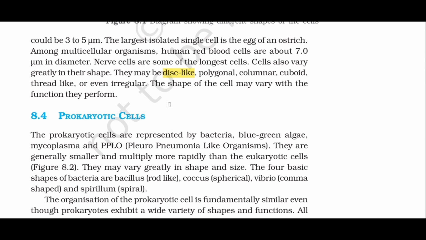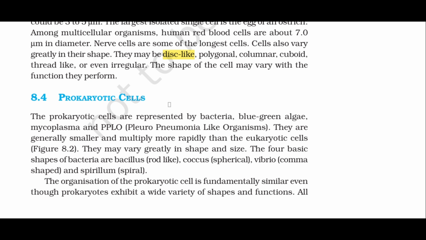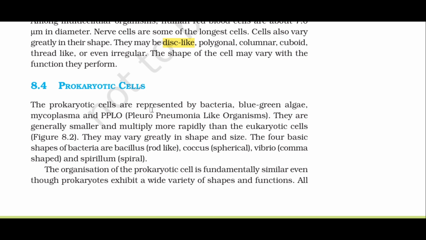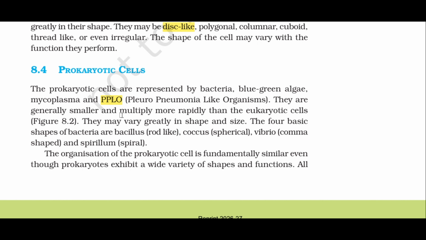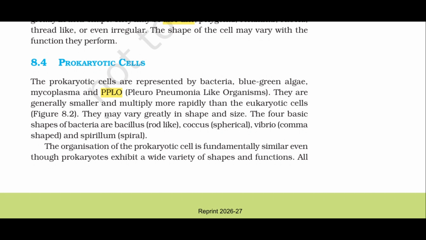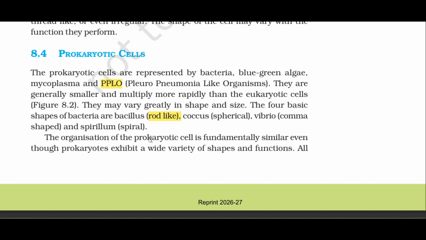8.4 Prokaryotic cells. The prokaryotic cells are represented by bacteria, blue-green algae, mycoplasma and PPLO, pleuropneumonia-like organisms. They are generally smaller and multiply more rapidly than the eukaryotic cells, figure 8.2. They may vary greatly in shape and size. The four basic shapes of bacteria are bacillus, rod-like, coccus, spherical, vibrio, comma-shaped, and spirillum, spiral.